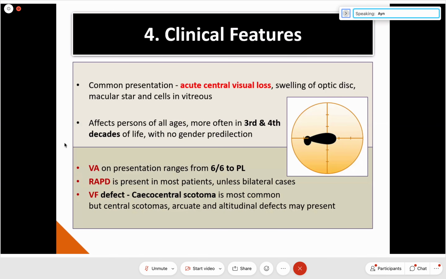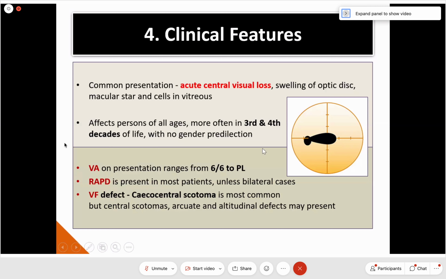Now we move to the clinical features of optic neuritis, of neuroretinitis. Commonly, patients will come to us with a complaint of acute central visual loss. Sometimes it can be accompanied by metamorphopsia as well. From our examination, we can see swelling of the optic disc, macular star, and cells in the vitreous in some cases.